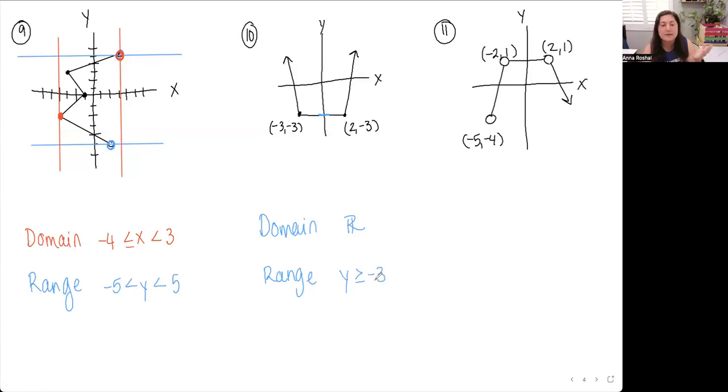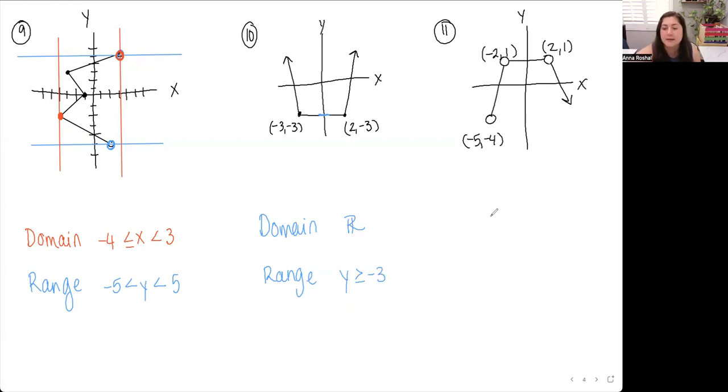This is a function because it does pass the vertical line test, and it is a continuous function because A, I have the arrows, and B, because it just continues in a straight line. There are no breaks, there are no specific discrete dots.